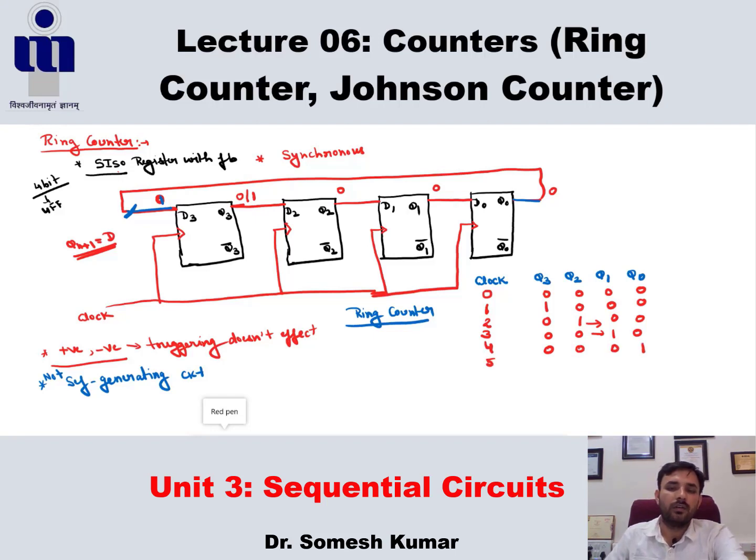Now in the fifth clock, now here the 1 comes. Now this 1 is given feedback to this D3 again. Now again this D3 becomes 1 and Q3 becomes 1 again here. Now again it's 0, again 0, again 0.